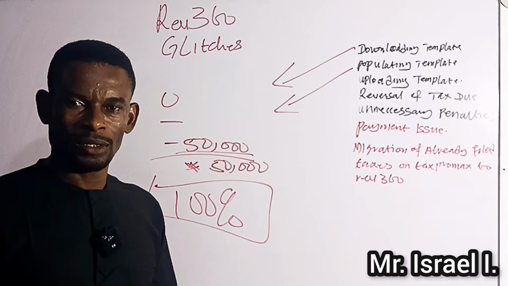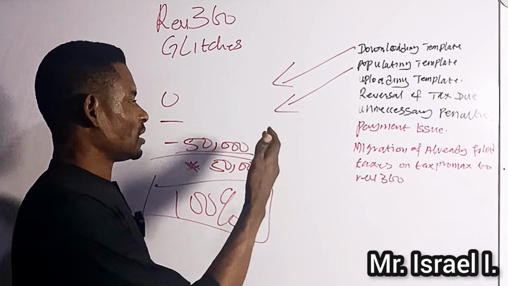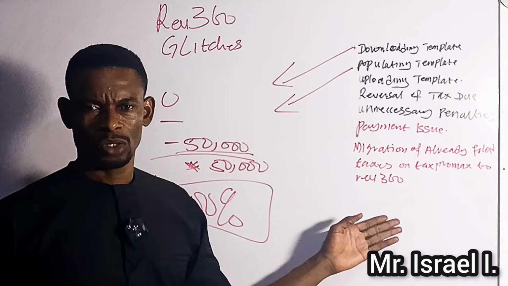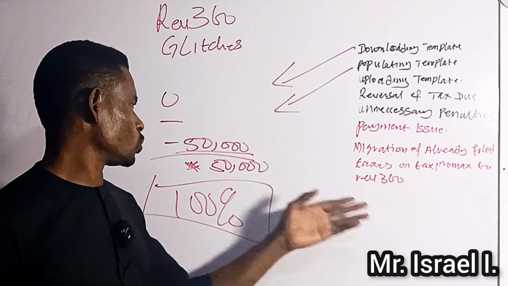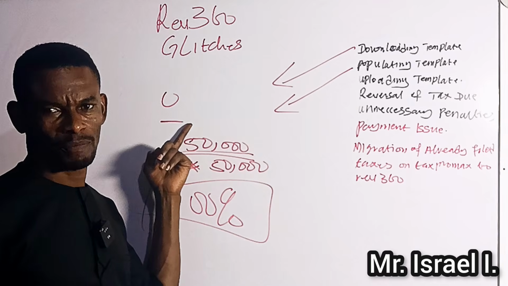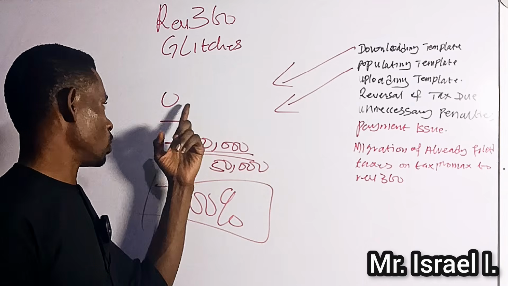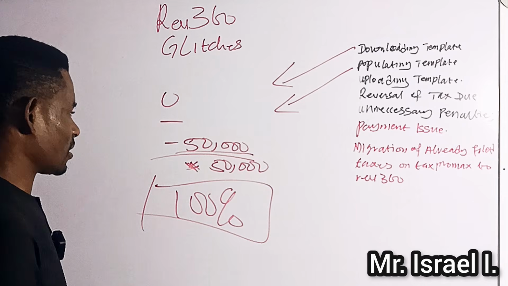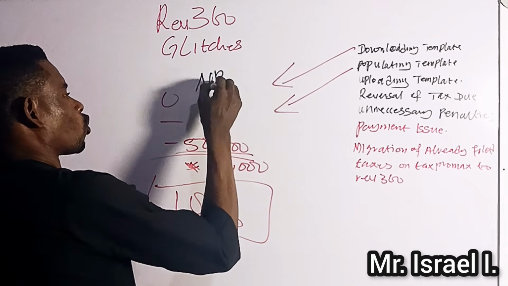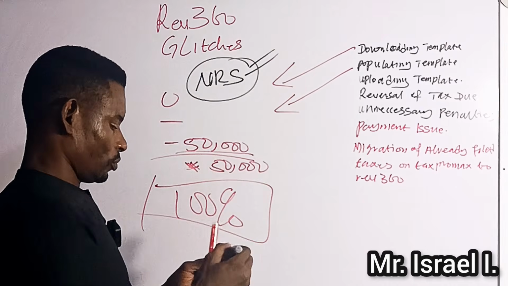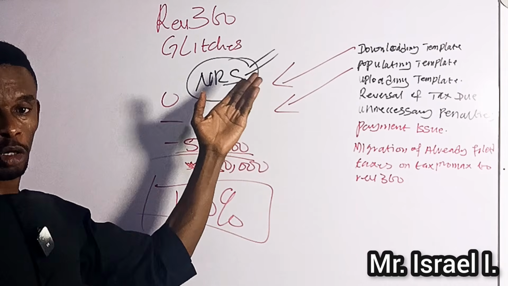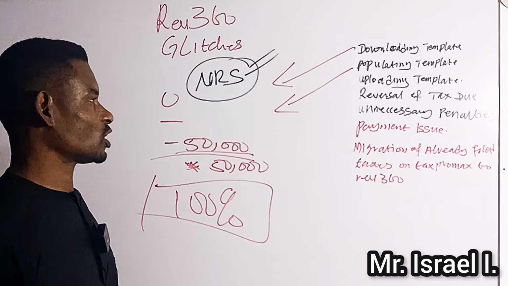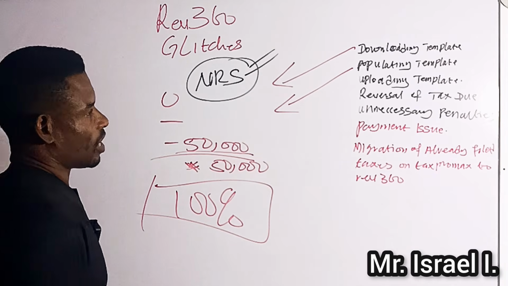That's on populating the templates. There are areas that you should let go. If you can remember on TaxPromax, you could find nil. On TaxPromax, you could use minus. How come we are moving to Rev360 and we can no longer use zero? We can no longer use minus. I think it's an area that the NRS should handle, maybe to communicate with the software engineers to handle that aspect. The next area is what?